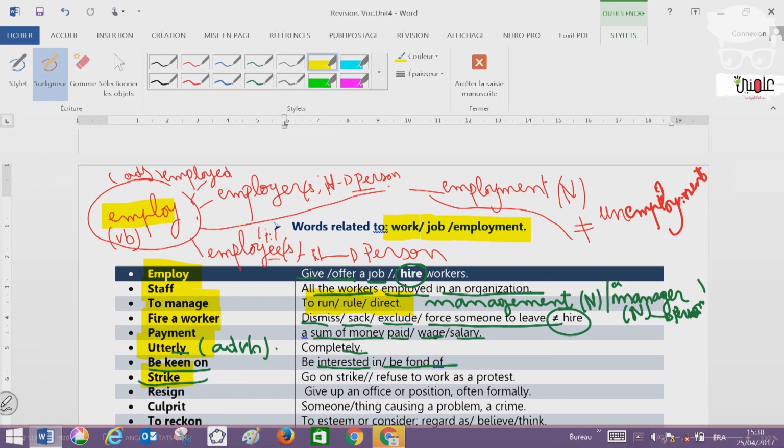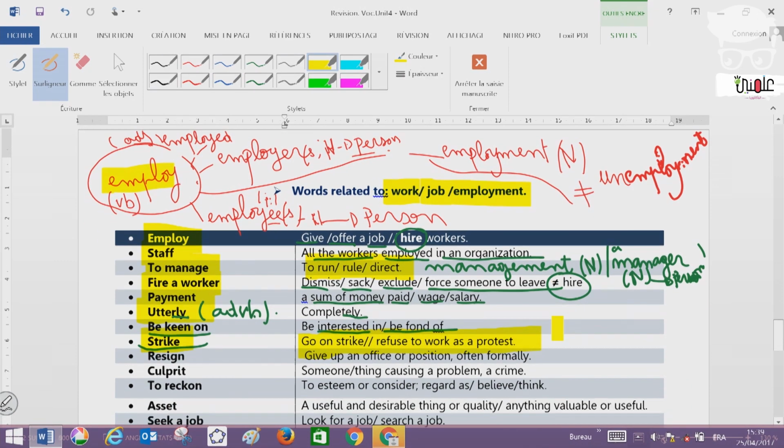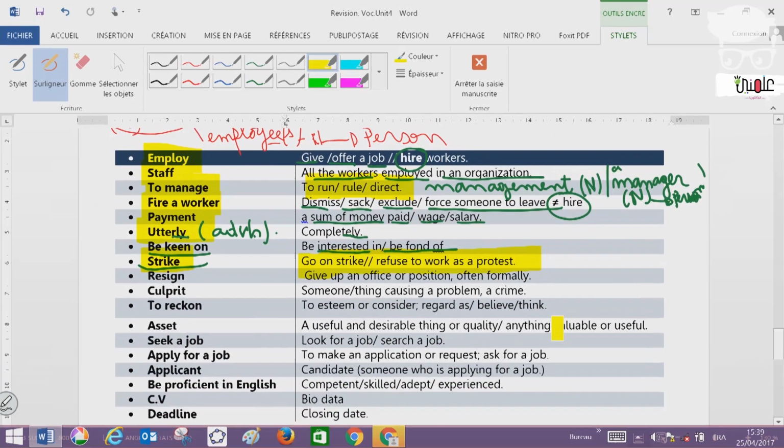Good. So to go on strike, okay, refuse to work as a protest. Okay, resign. And you have to care for that word because here it's a verb and we pronounce it resign. That's you choose to stop working, okay, writing a paper that you are going to give up working. The word is a verb.